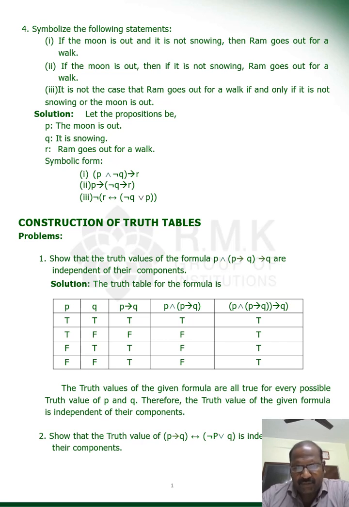What do you have to find out? First, P implies Q. The second one, P and P implies Q. Finally, the whole term: P and P implies Q, implies Q.